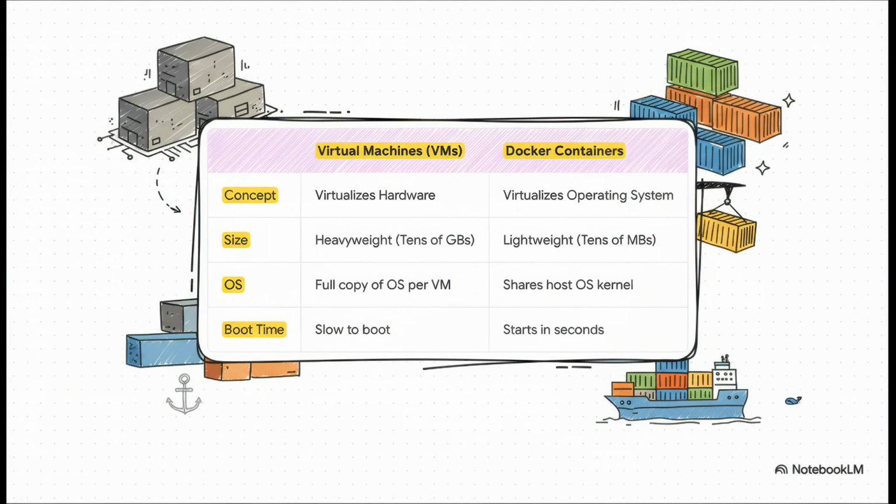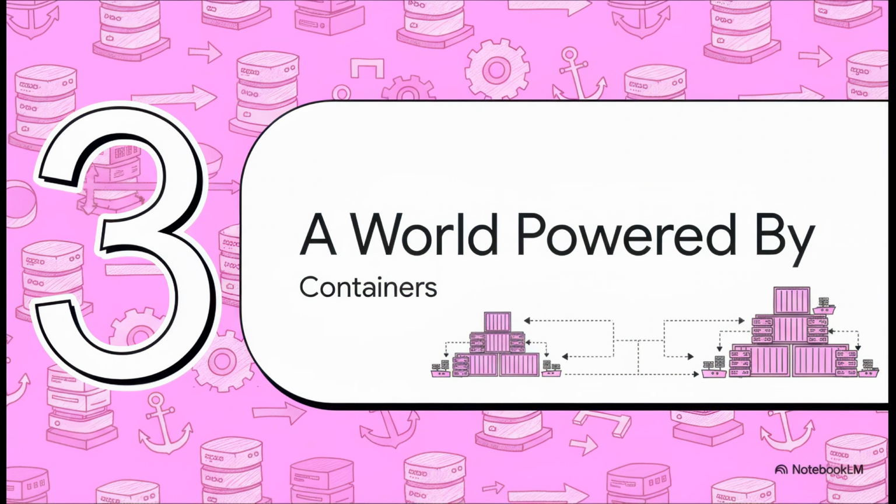Now, this is such a huge deal because it's way, way better than the old way of doing things, which involves something called virtual machines, or VMs. A VM is basically like running a whole separate computer inside your computer. It needs its own copy of the entire operating system, which makes it super heavyweight. We're talking tens of gigabytes, and it takes forever to start up. Docker containers, though, they're ridiculously lightweight. They share the main computer's operating system, so they're tiny, just megabytes in size, and they can start up in a blink of an eye. And because these containers are so fast, so small, and so reliable, they have completely taken over the tech world.